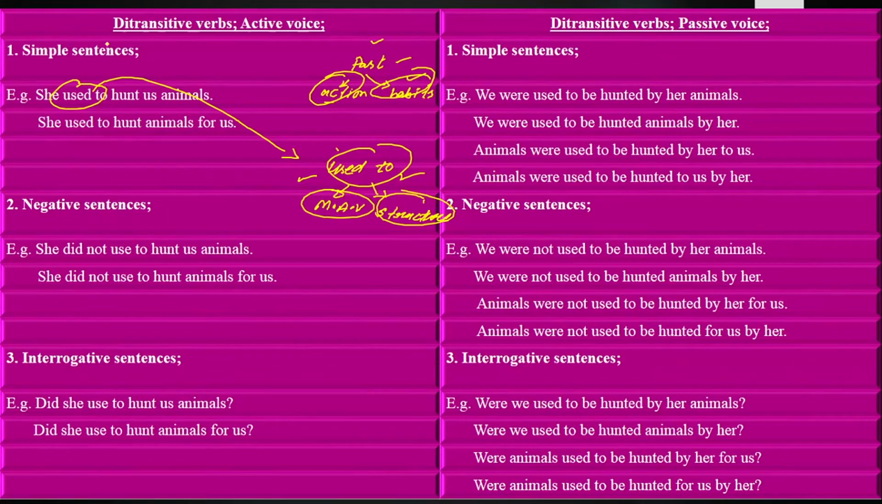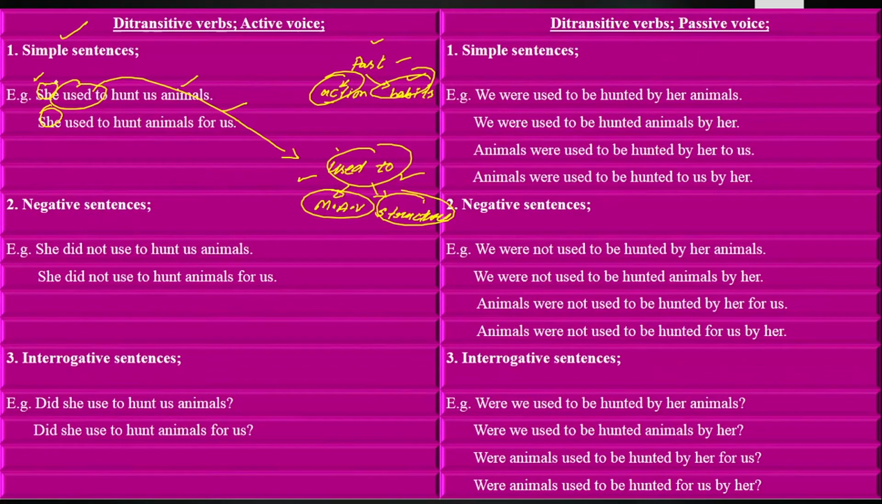Today we have got the simple sentences. Those sentences which make a simple statement are called simple sentences. "She used to hunt animals for us." "She used to hunt animals for us." Now this is what she used to do in the past, now she has left doing this, suppose. There are two ways to change them into active voice and four ways into passive voice. Before changing them into passive voice, we will just take a glance at the rules of the ditransitive verbs into passive voice.